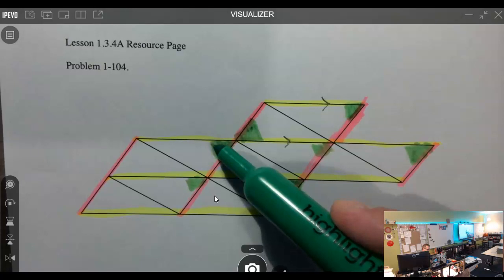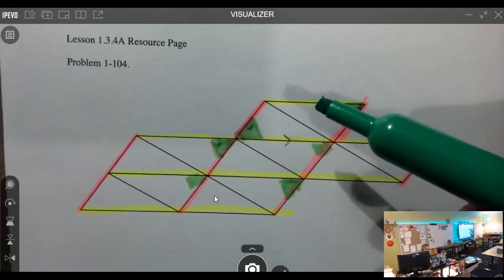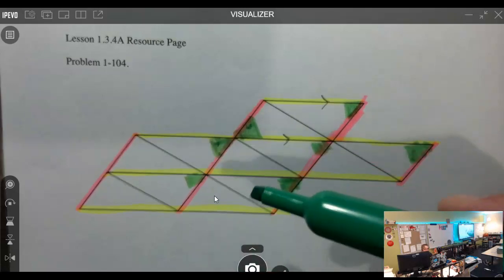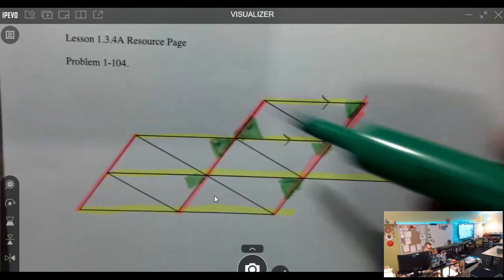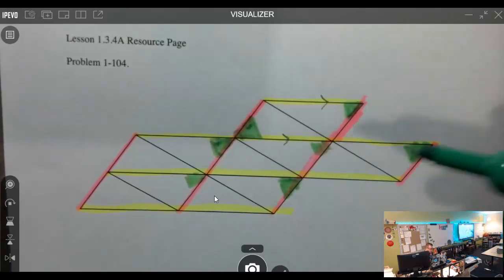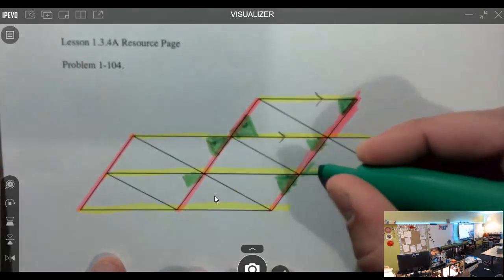This angle and this angle, right? They're vertical, right? So on top of our parallelogram rule, on top of our parallel line with a transversal rule, we have vertical angles. So indicate these.